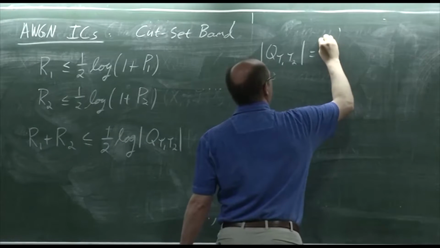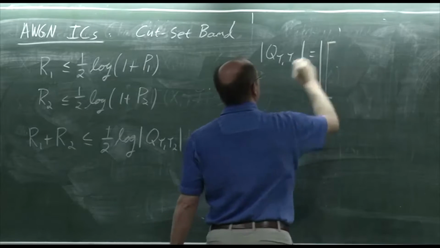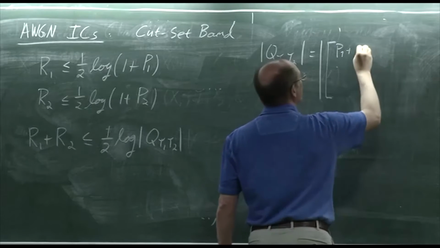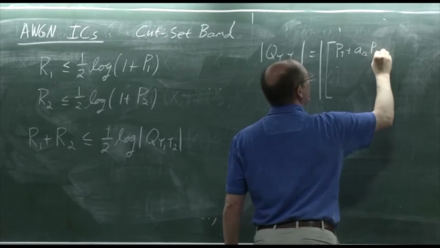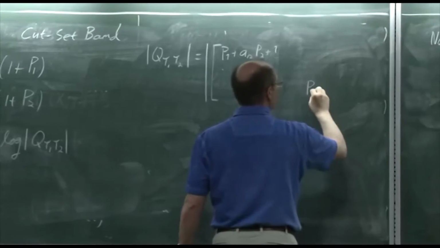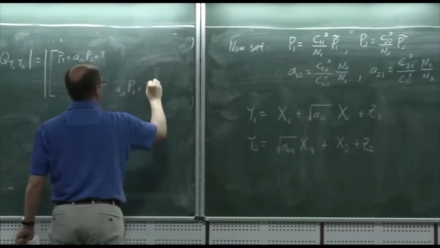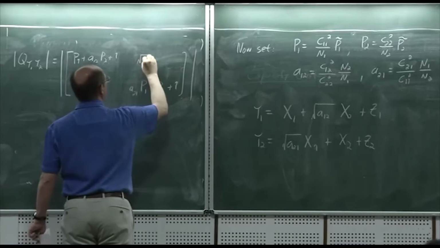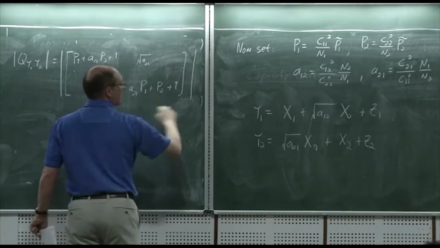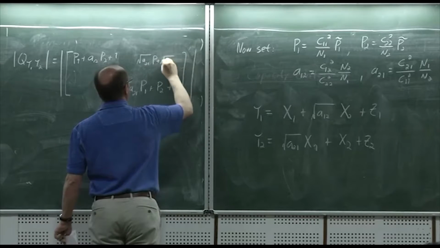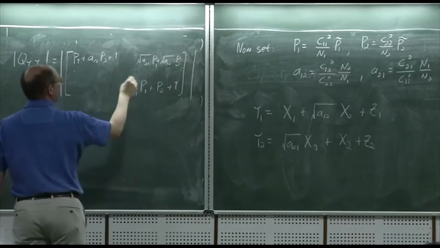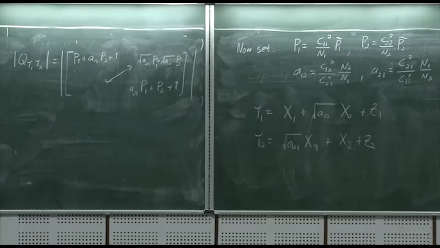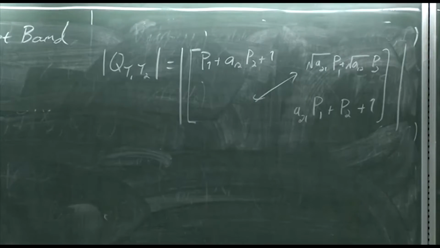Well, that's going to be the determinant. And what's the covariance matrix here? Well, we'll need the variance of y1. What is that? Well, it'll be p1 plus a12 p2 plus 1, and then for the other, p1 a21 plus p2 plus 1, and then we need the cross correlations, which are going to be square root of a21 p1 plus square root of a12 p2, and similarly here, right? And now we have to take the determinant of that, which I don't really want to do. It's a little bit ugly, but it's not hard. I just don't want to write it all out. Okay, so that's what comes in here.